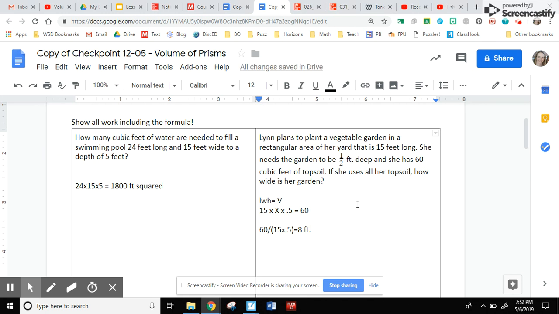And does that make sense? Yeah, that seems to make sense. Can I check my work? Of course I can. I can do 8 times 15 times 0.5, which gives me 60. Okay. Bada boom, bada bing, I'm done. Okay, 15 foot cube or cubic feet.